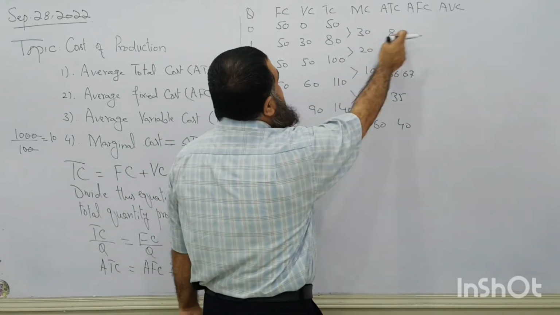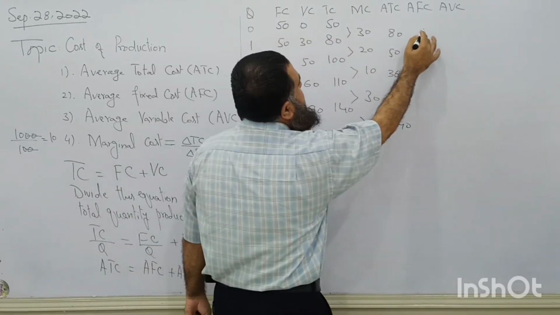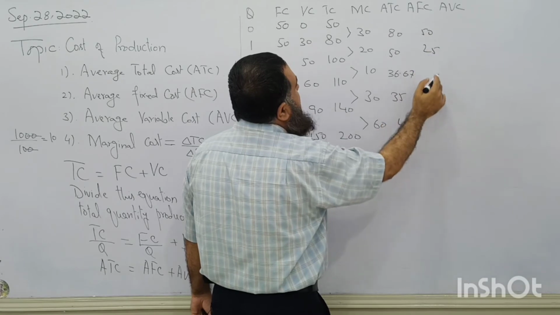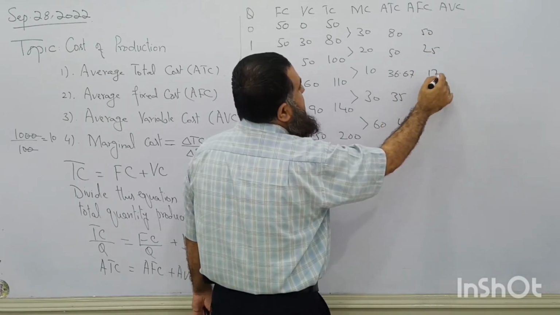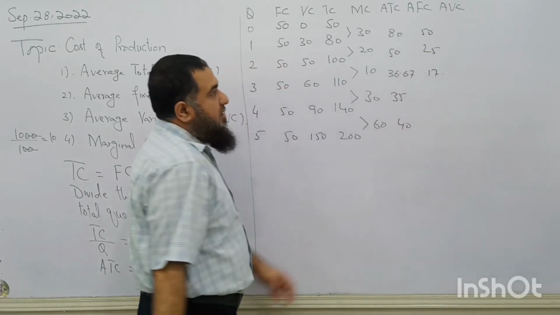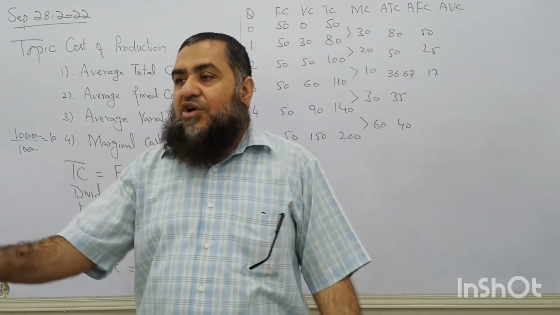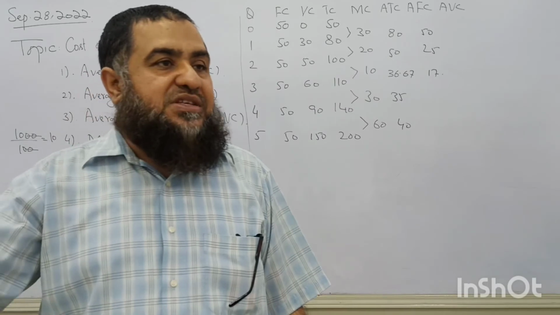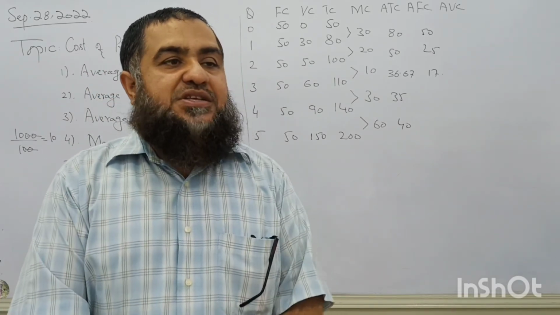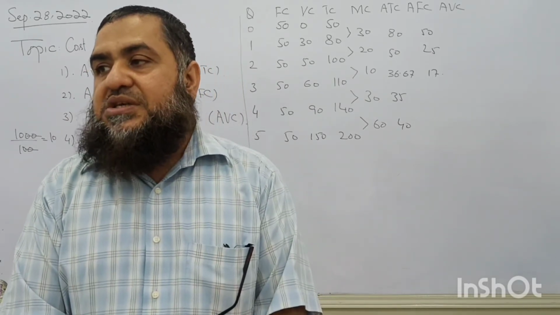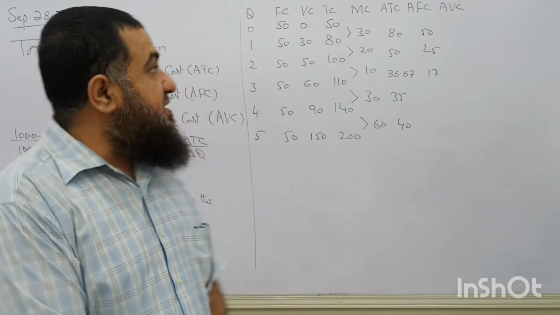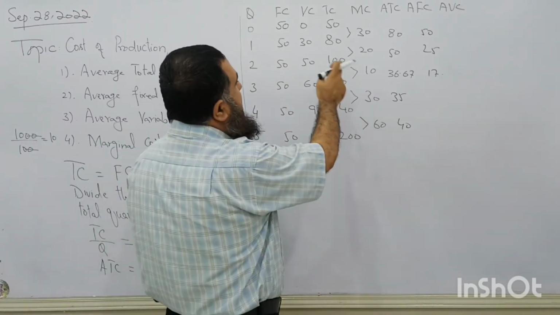Now what is average fixed cost? 50 by 1, 50, 50 by 2, 25, and then it comes to 17 point something, and it is continuously declining, because the numerator is not changing and the output level is increasing, so we find that the average fixed cost is continuously decreasing. Now what is average variable cost?